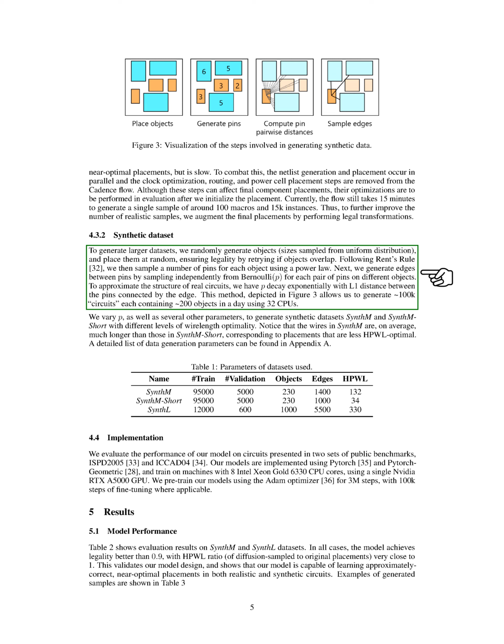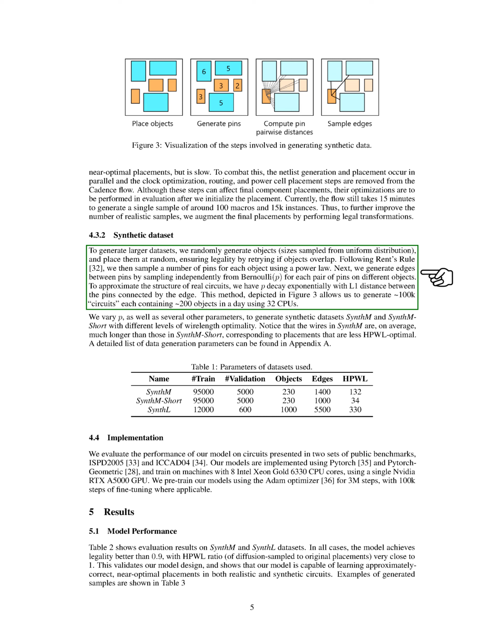Following Rent's rule, we assign a number of pins to each object based on a power law. We then create connections between pins by sampling independently for pairs of pins on different objects, with the likelihood of connection decreasing exponentially with the distance between the pins. By adjusting parameters, we produce synthetic datasets with varying wire length optimality. These synthetic circuits allow us to generate around 100K circuits each day, each containing about 200 objects.